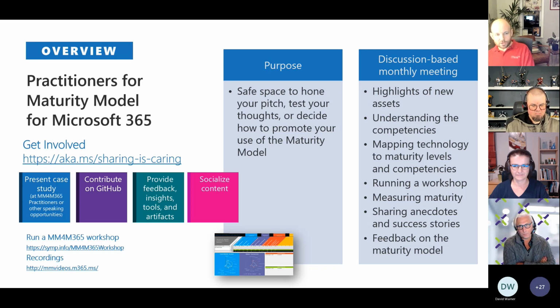If you're interested in presenting a case study, something where you've used the maturity model, or just stories around a particular competency. Maybe you've had some fantastic wins with search and you wanted to come and chat to us. We'd love to have you involved in that.